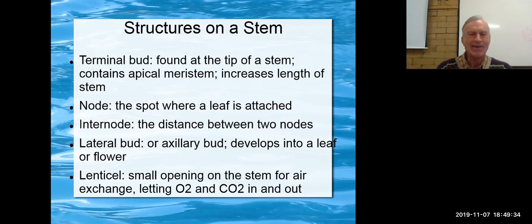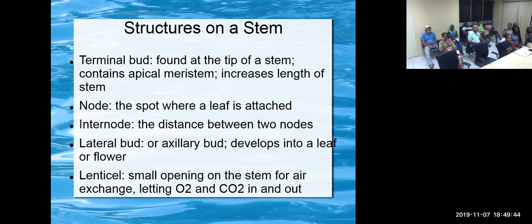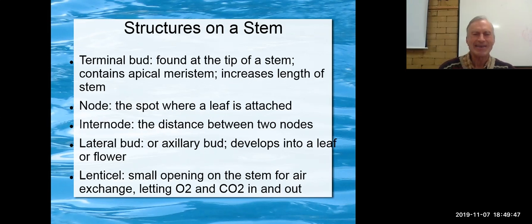Nope, we're good. Okay, so the node is the point on the stem where the leaf is attached. On many plants it doesn't look any different than the rest of the stem. It's just where the leaf is attached, and that's called the node. And the internode is the space between two nodes.